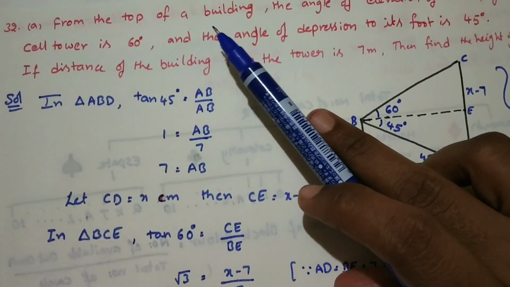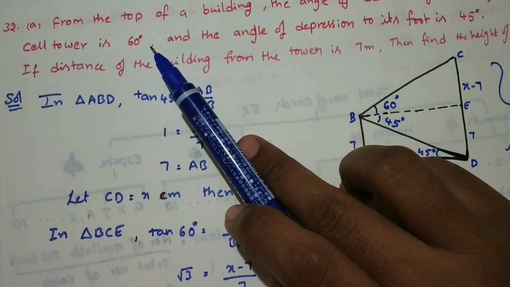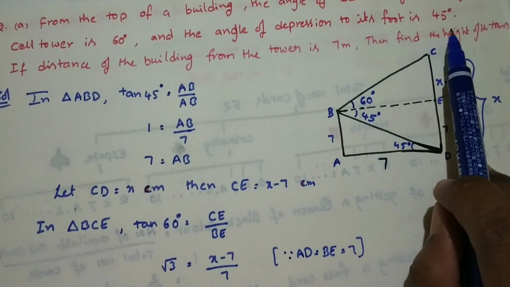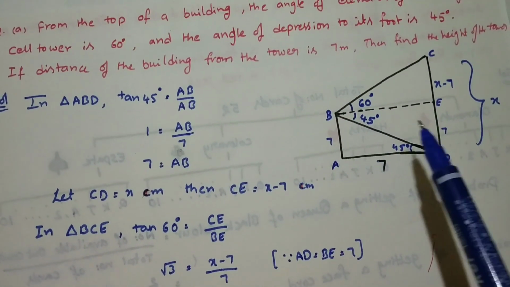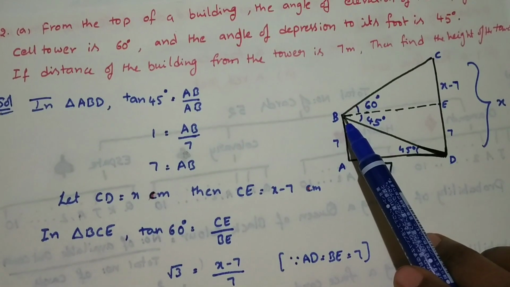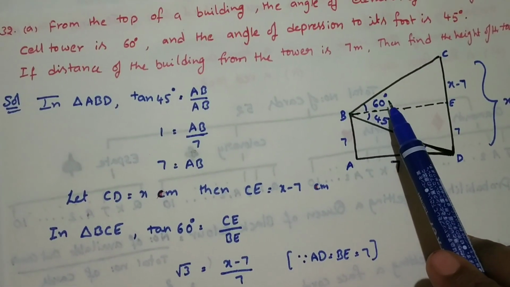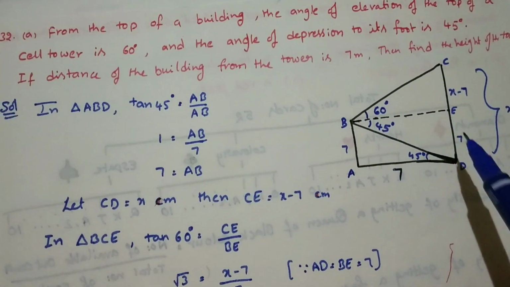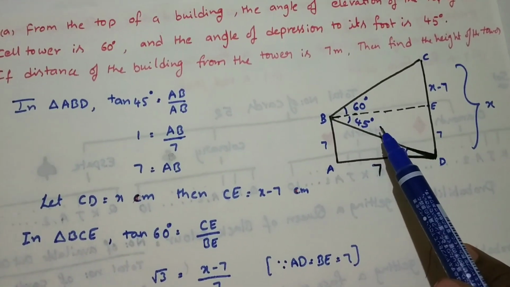32a. From the top of a building, the angle of elevation of the top of a cell tower is 60 degrees and the angle of depression to its foot is 45 degrees. That means one is a building, one is a cell tower. From the top of the building, if you observe the cell tower top, its angle of elevation is 60 degrees, and if you observe the cell tower foot, the angle of depression is 45 degrees, they have given.